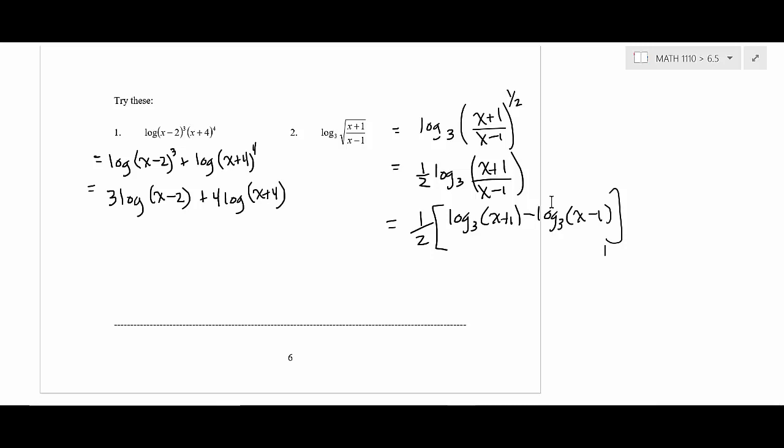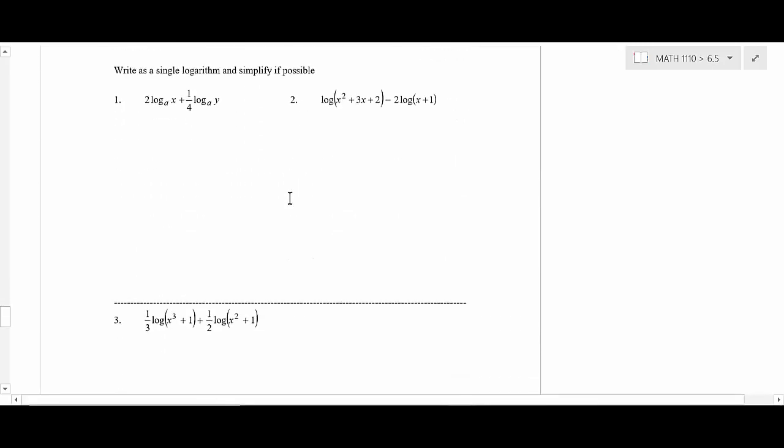All right. Okay, so that's what we're going to do with that. What we're going to do next is we're going to do this backwards. So we're going to take several logs and try to put it into one log. That's the next thing, okay? All right, so let's take a look at these on this last page here.